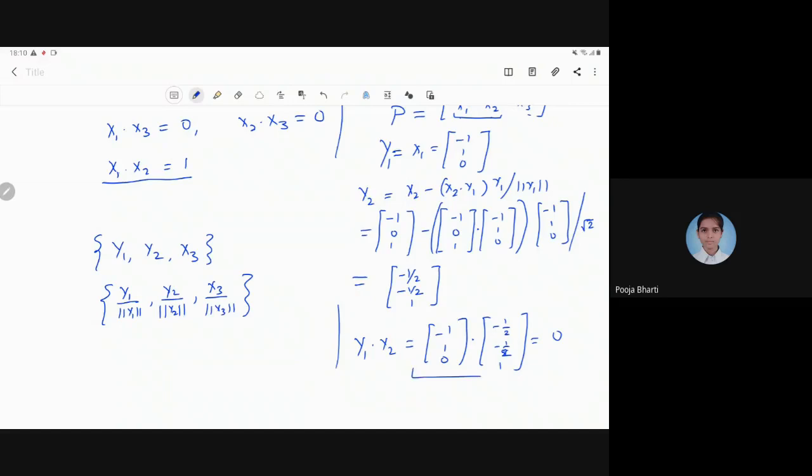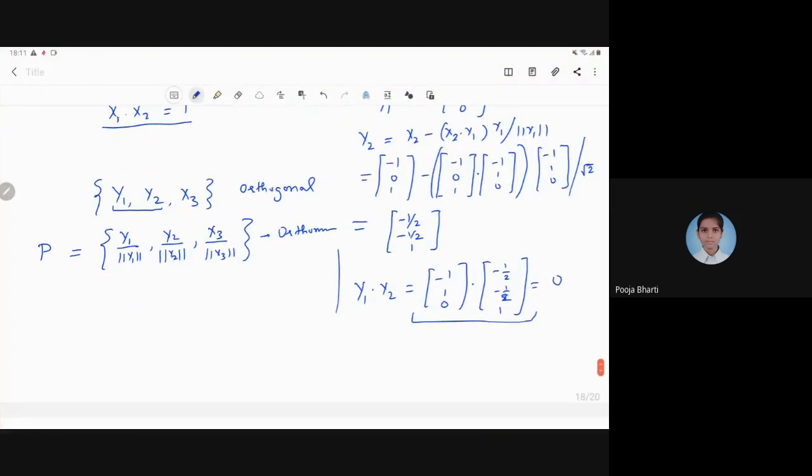Okay, this calculation is correct or not? Tell me. Y1, Y2 are correct or not? Yes. Y1 dot Y2 is 0, correct? Okay. So Y1, Y2 are orthogonal, and Y1, Y2 are also orthogonal to X3. You can check if you like. So I need not construct Y3. So this is my orthogonal set, because all are orthogonal. And every vector I have divided by its norm, now it is orthonormal. So this is my P.